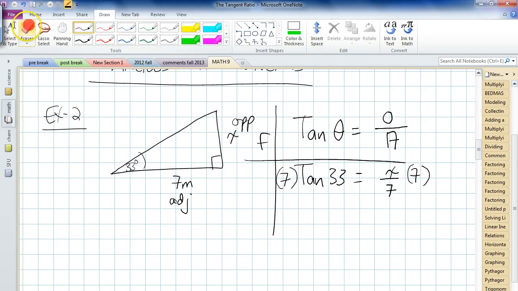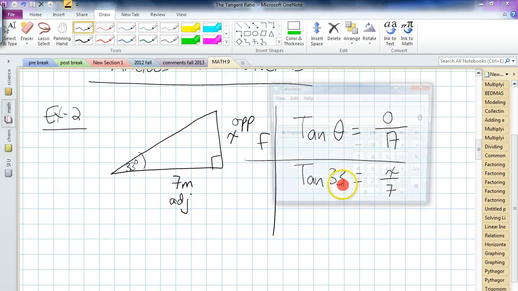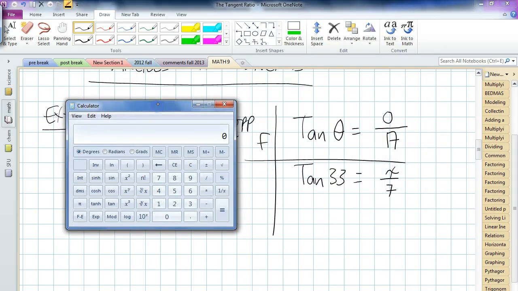In reality, before we do that, let's first find the tangent of angle 33. So get your calculator, tangent of angle 33. So we're going to find 33 tan. By the way, your calculator may be the other way around. It may ask you to put tan first, then the angle. Just get used to it. Okay, and we get 0. Let's do 2 decimal places, 0.65.